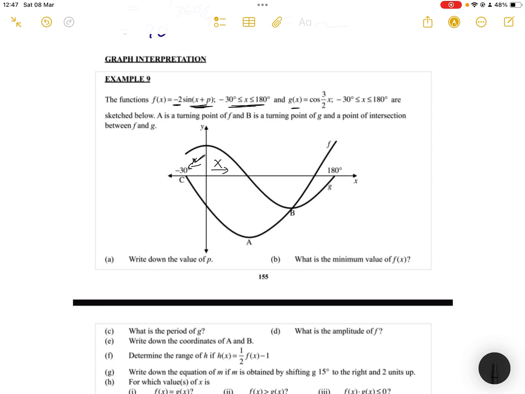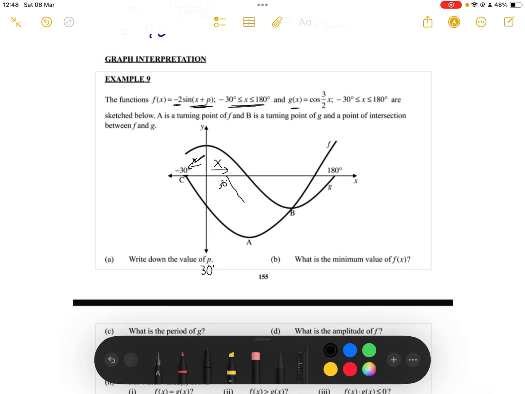If it's going to the left, therefore there was an addition, so it's plus. Which number did it start at? It started at negative, so it was shifted 30 degrees to the left. That means it's x plus 30, so p is 30 degrees. If the graph had started to the right, then it would be x minus 30. So it's x plus 30 degrees.